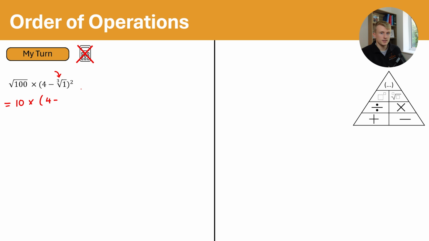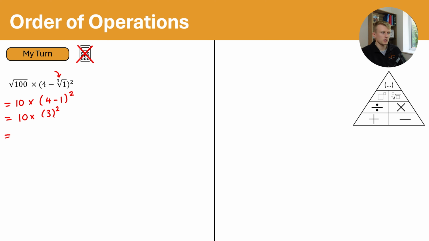Well, what multiplied by itself 3 times gives me 1? And the answer is 1. The cube root of 1 is 1. And then I square the result of that. I need to do my bracket first. So I'll do 10 multiplied by 4 subtract 1 is 3. And then I need to square that.